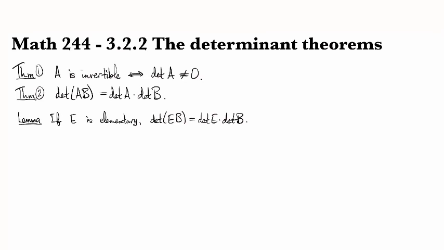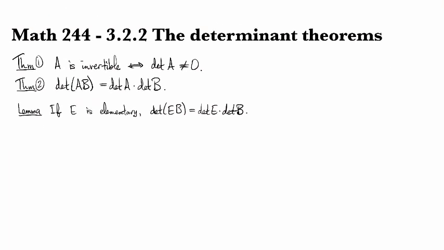So this is a special case of the second theorem, corresponding to the case when E is an elementary matrix. I'm not going to go through this in any detail, but the reason this is true is that we can compute the determinant of E for each of the three types of elementary matrix, and then you just compare, and you see that this is true by the row operation theorem that we did last time.